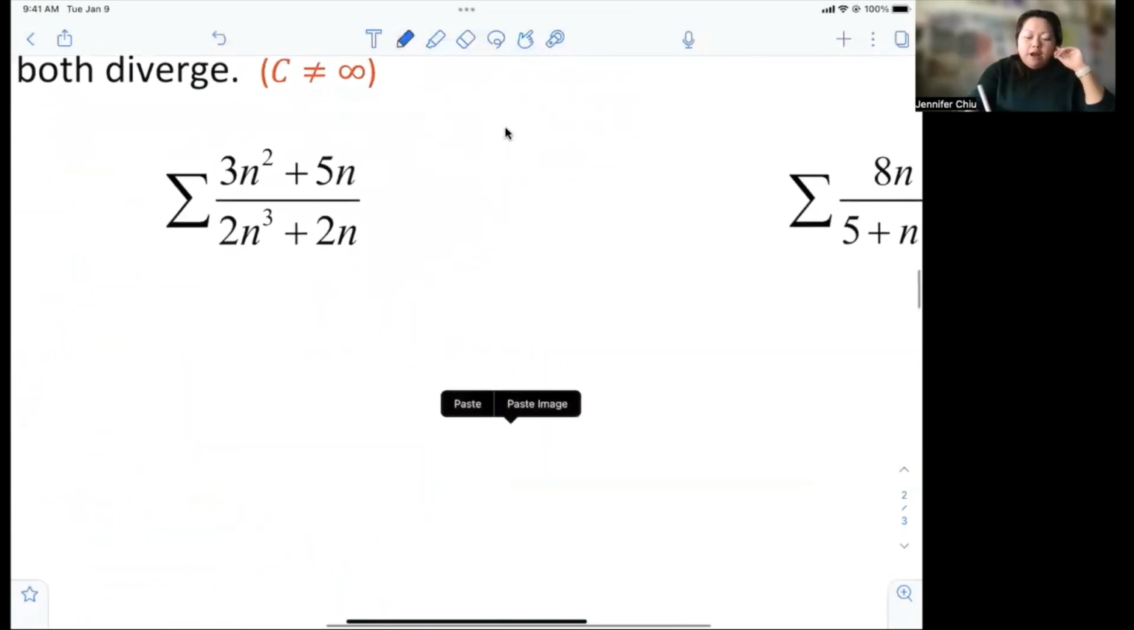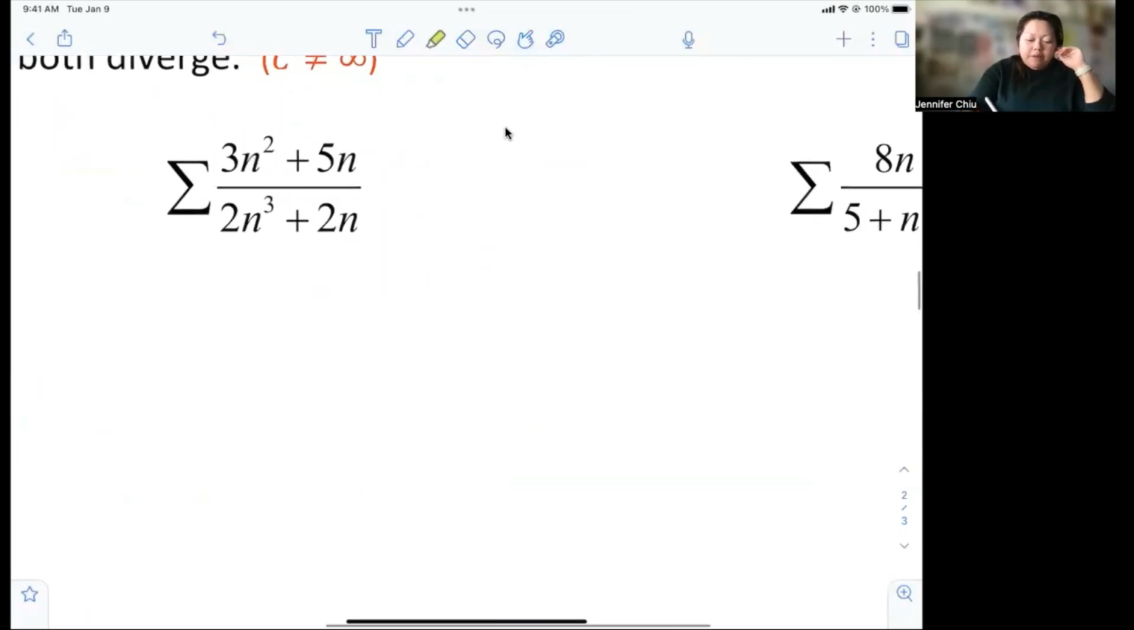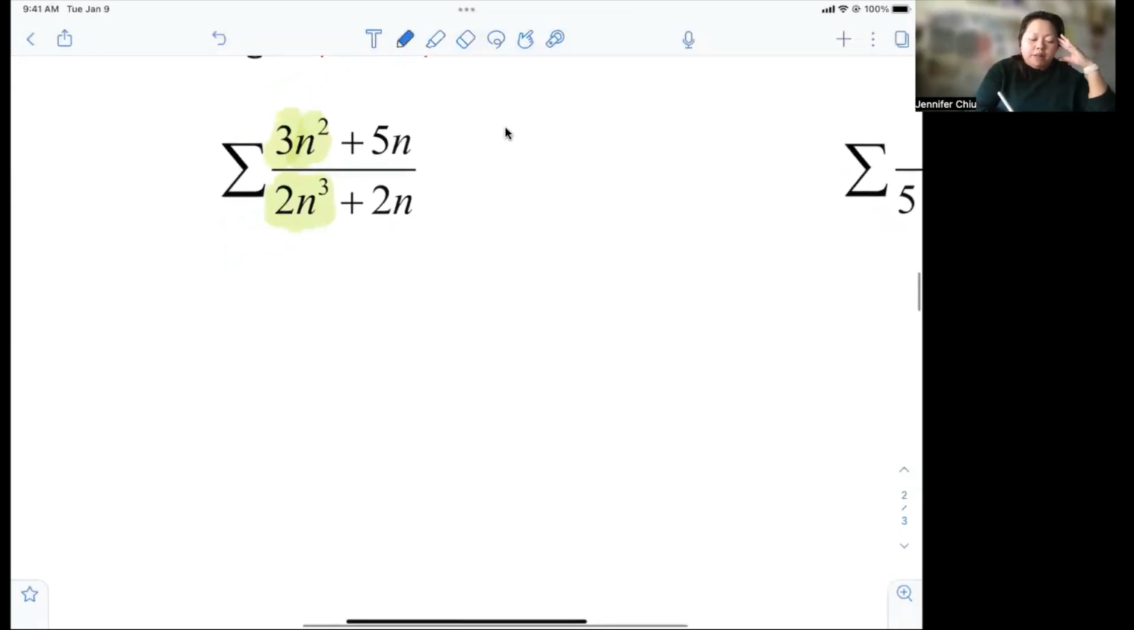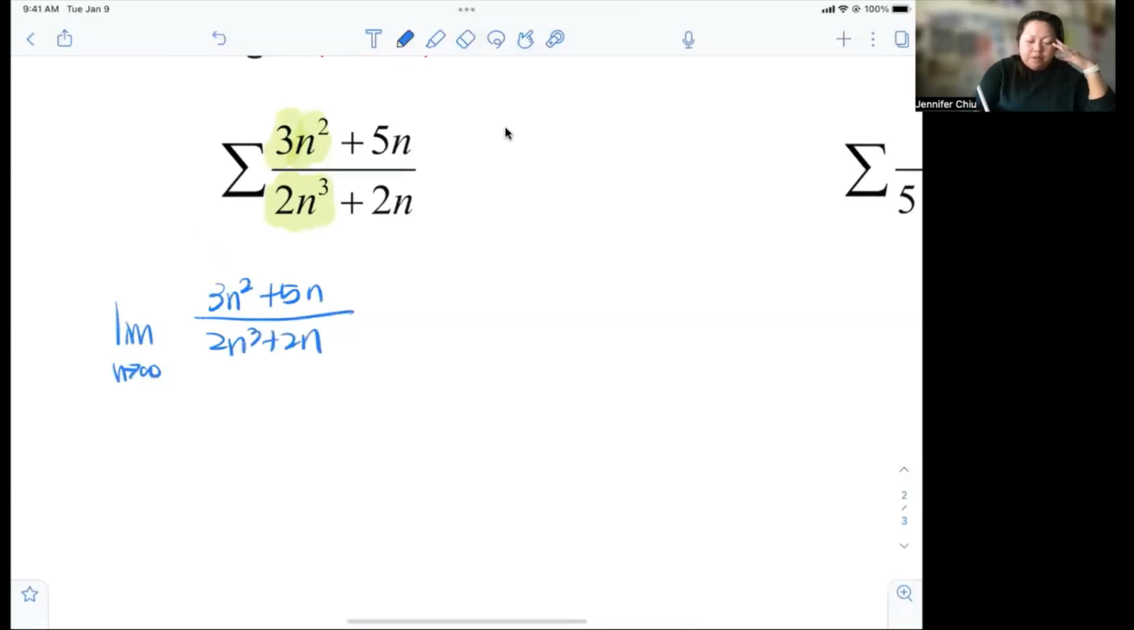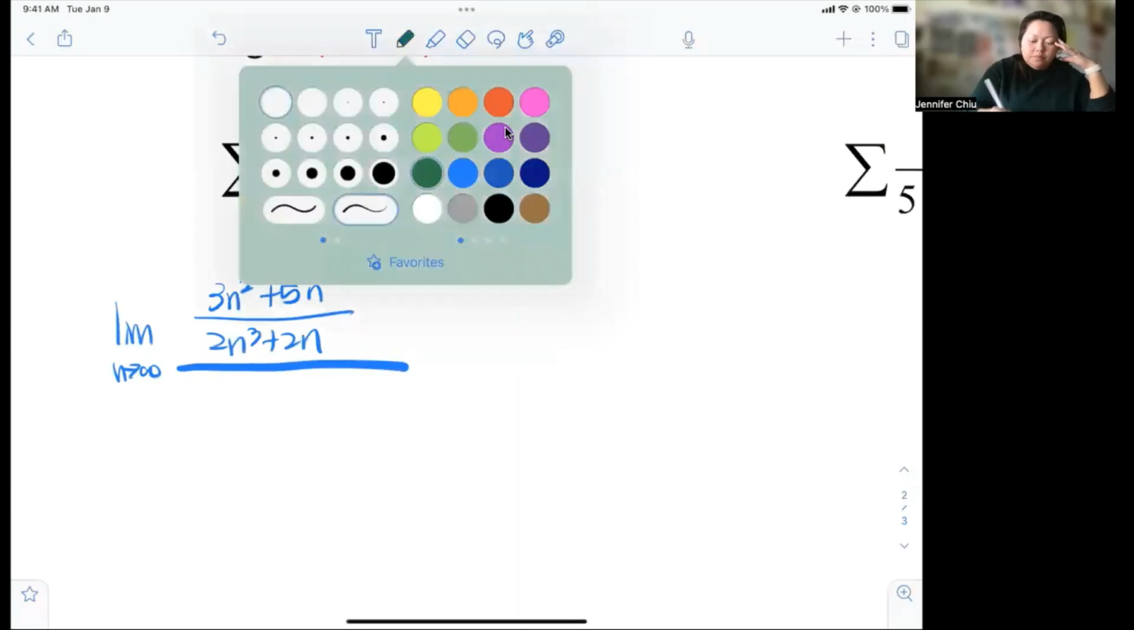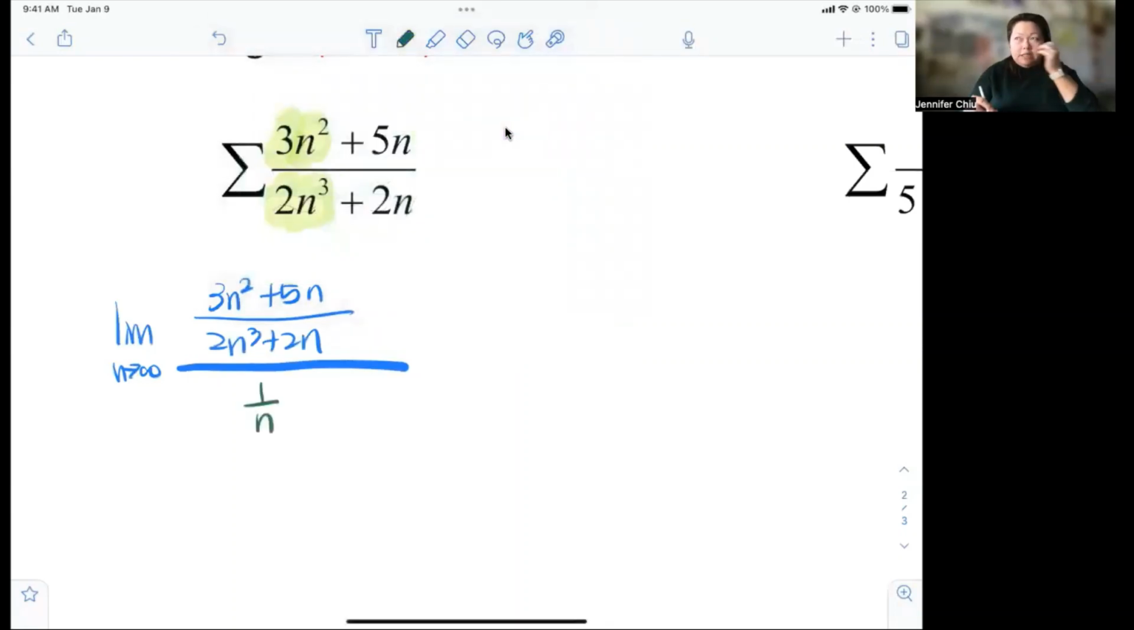Okay, all right, try again. Next one. Again, higher power rule, let's take a quick look. We have the biggest power up here being 3n squared. The bottom is 2n cubed. So in order for these to be exactly the same power, I just need one more single n. So that will give me a nice big hint of what I am going to compare it with. So I'm going to go limit as n approaches infinity of 3n squared plus 5n all over 2n cubed plus 2n, right? And then you're going to compare that with 1 over n. It seems simple enough.